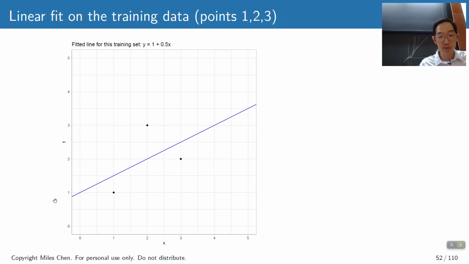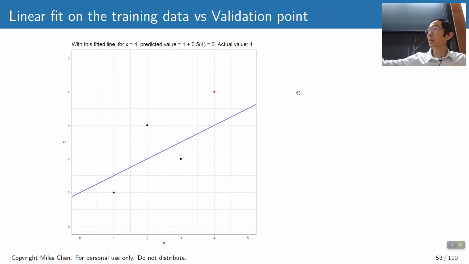The best fitting line for these 3 dots, the line that's going to minimize the sum of squared errors just for these 3 observations, is 1 plus 0.5x. And then I say, okay, here is my prediction line. Let's bring back that 1 observation I left out, which was at 4, 4. Can you guys see this okay? So this one's now in red.